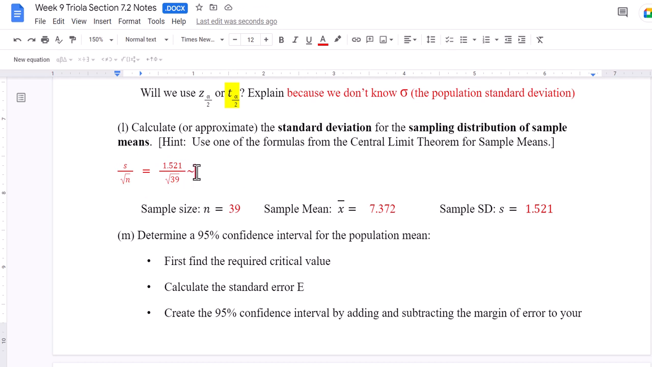And when I put it in my scientific calculator, I got 0.24355. So I'm going to go a little bit longer with this, more decimal places, just because otherwise I might lose some significant digits in approximating. So when we go find the critical, the standard error E, I might actually just leave it as 1.521 over the square root of 39, or add more digits, right?